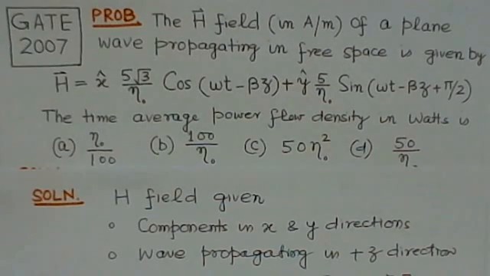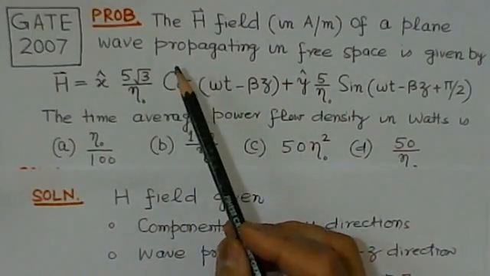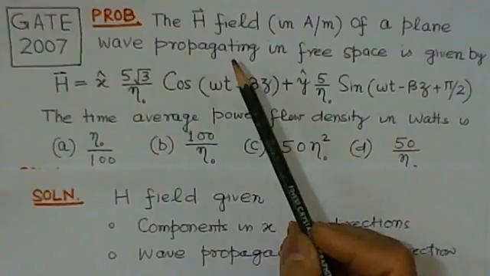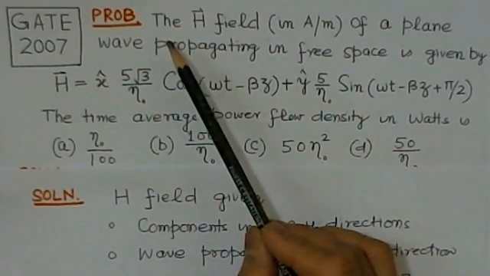Present problem considered for this video is the GATE problem of 2007 in the area of electromagnetics and the subtopic of Poynting vector. First we'll read out the problem and then try to give the solution to this problem.